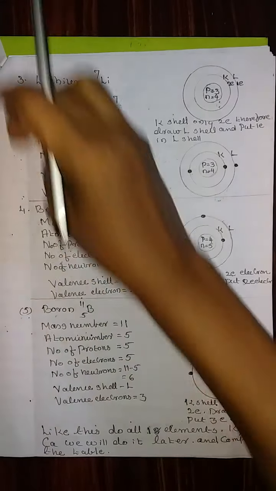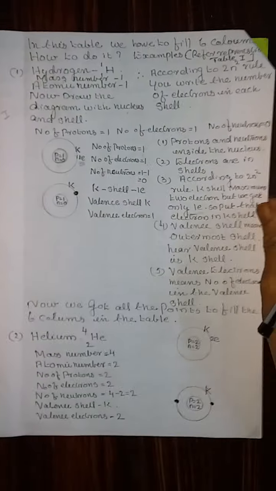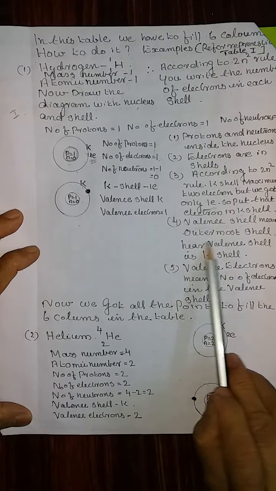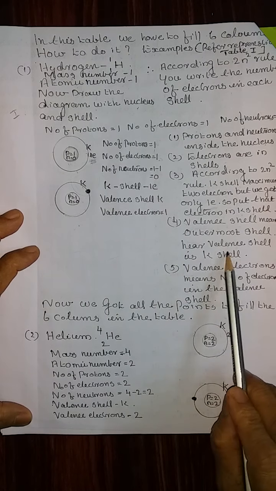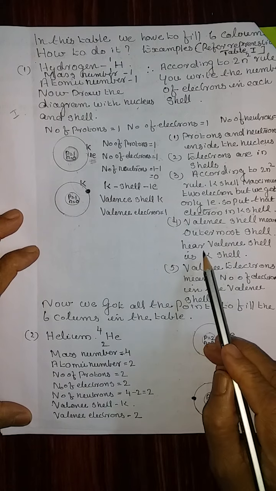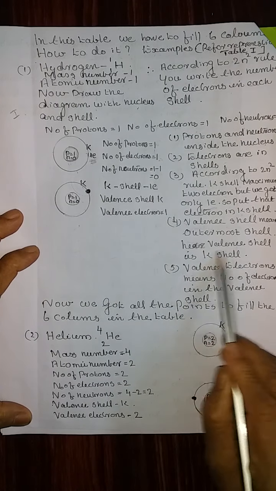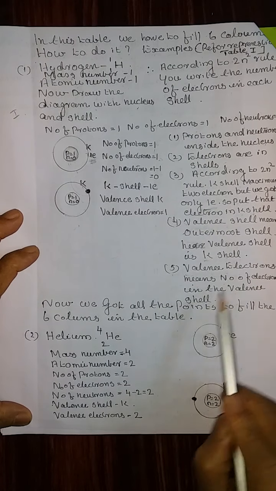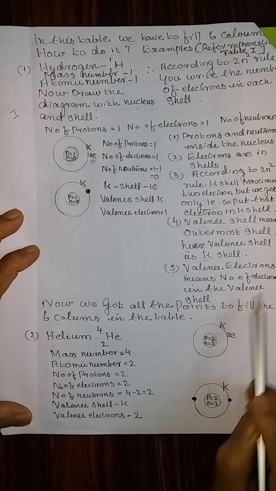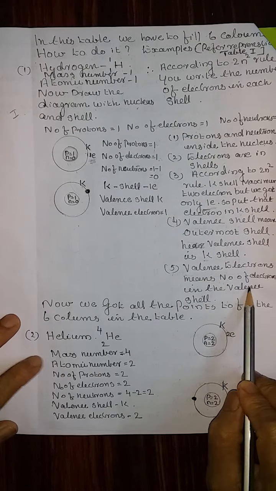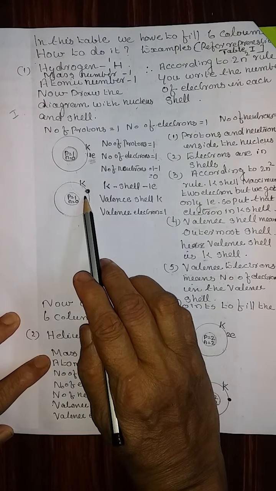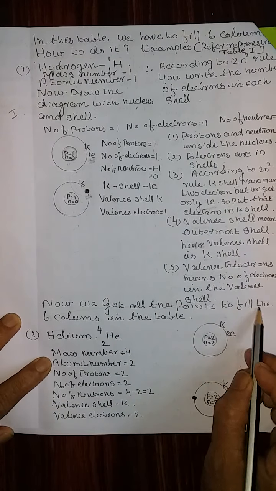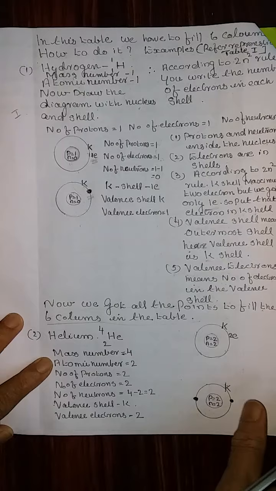Valence shell means the outermost shell. Here the outermost shell is the K shell. Therefore, for hydrogen, the valence shell is the K shell. Fifth point, valence electron. Valence electron means the number of electrons in the valence shell. For hydrogen, there is only one electron in the valence shell. You write that. Now we got all the points to fill the 6 columns in the table.